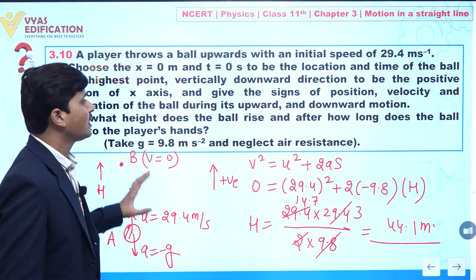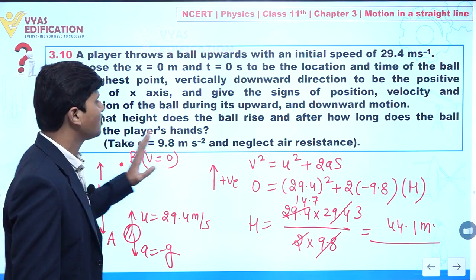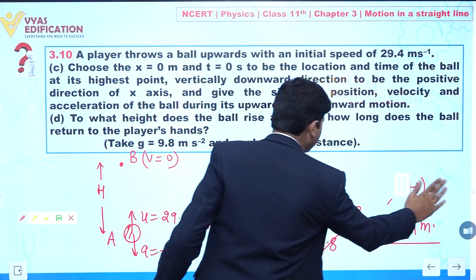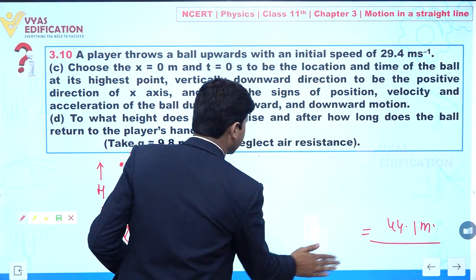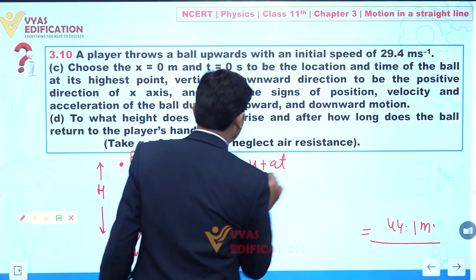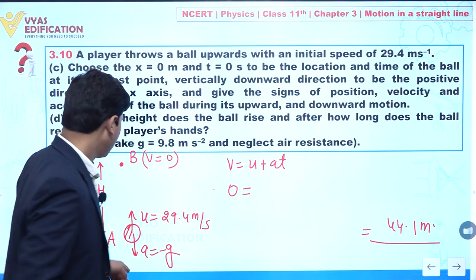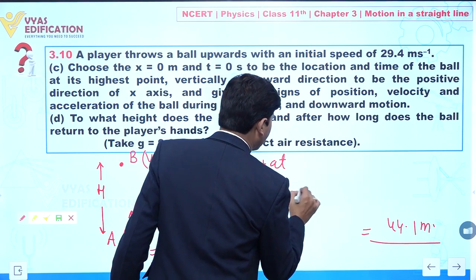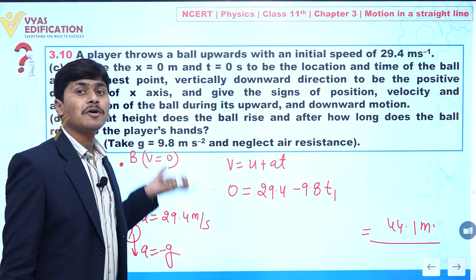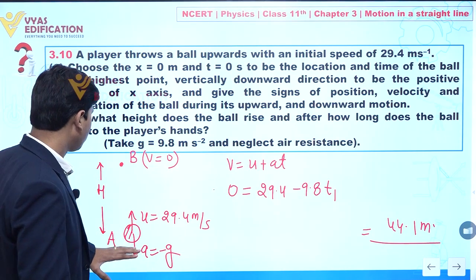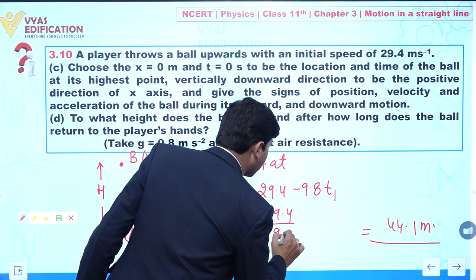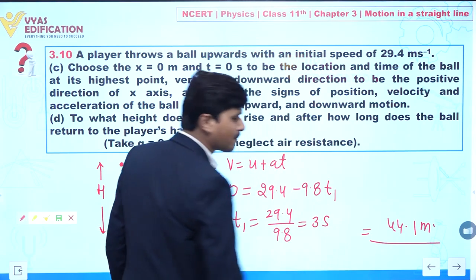Next objective here: after how long does the ball return to the player's hand? First we calculate by using equation number 1, which is v equal to u plus at. At maximum height the final velocity is 0, the initial velocity is 29.4, minus 9.8 times T1. T1 is the time of ascent, meaning the total time taken by the body to move from A to B. So the time of ascent is 29.4 divided by 9.8, which is equal to 3 seconds. Clear?